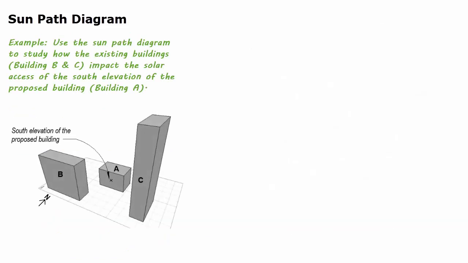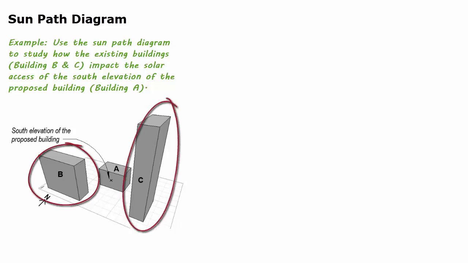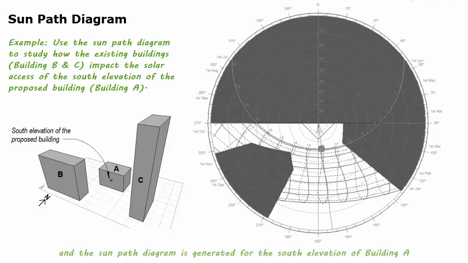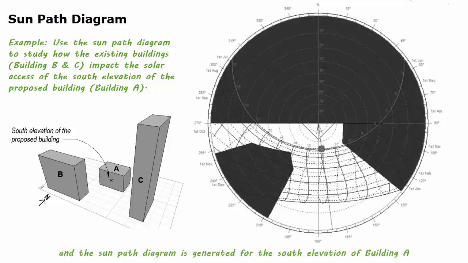Sun path diagrams can also inform designers of how the sun impacts a site and a building throughout the year. For example, use the sun path diagram to study how the existing buildings, building B and C in this design, impact the solar axis of the south elevation of the proposed building, building A. The buildings are modeled in Ecotect, and the sun path diagram is generated for the south elevation of building A.